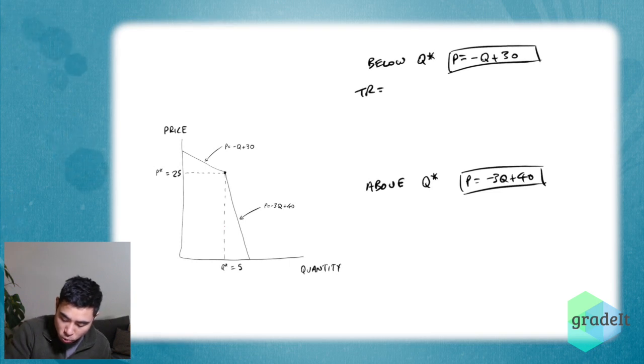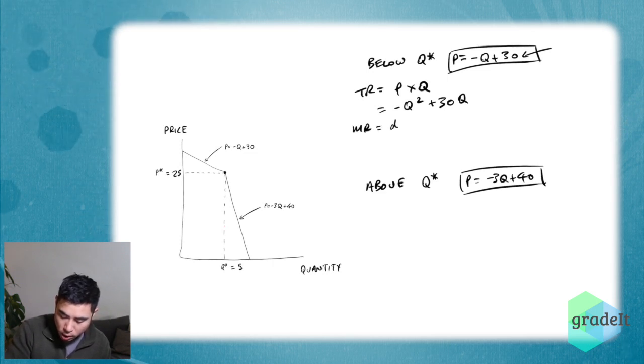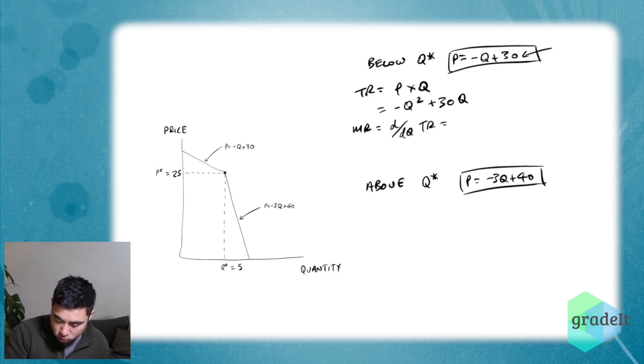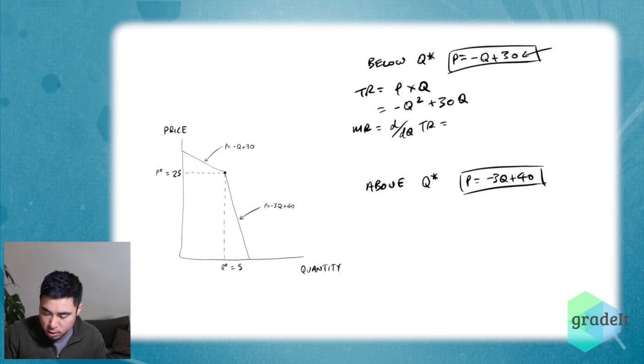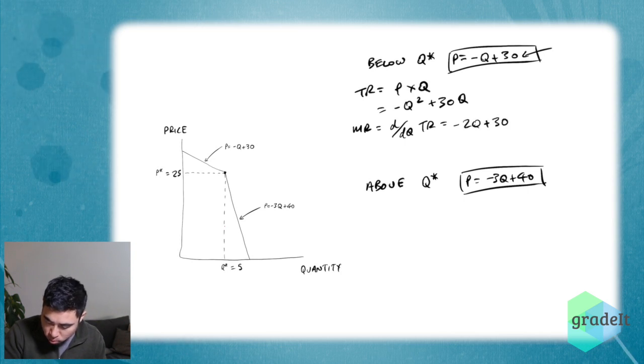So total revenue is equal to price times by quantity. And because we have this expression for price here, all we need to do is multiply that through by quantity. So you get minus Q squared plus 30Q, and then your marginal revenue is the first derivative with respect to quantity of total revenue. So all we're going to do there is differentiate with respect to quantity. So you get minus 2Q plus 30.